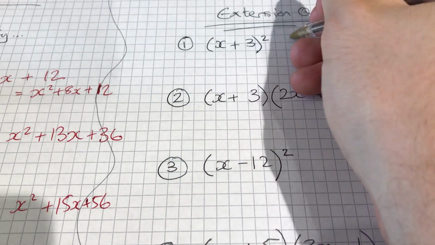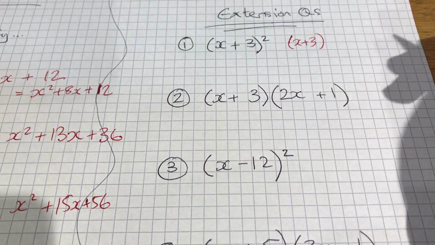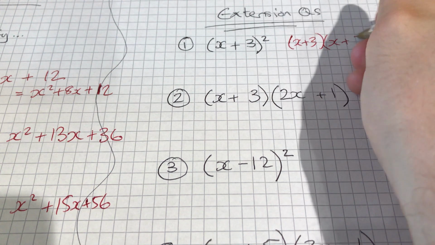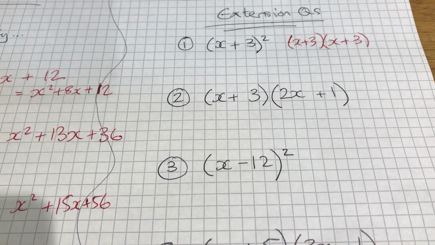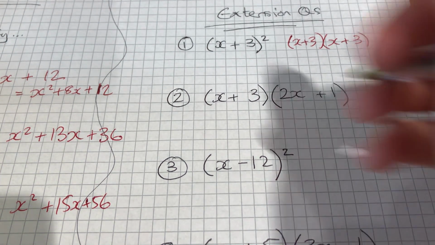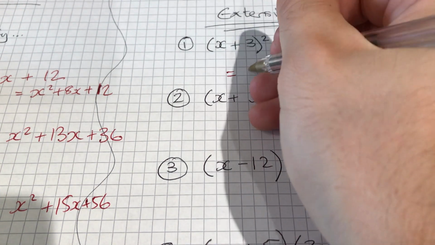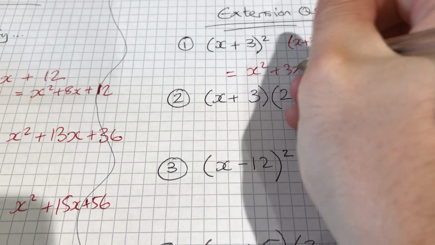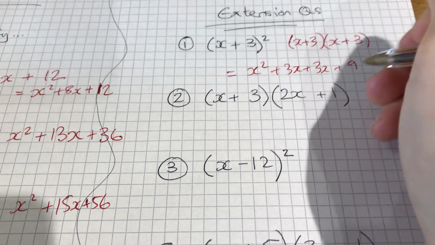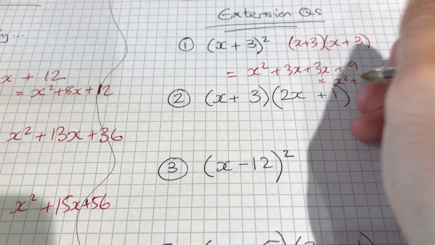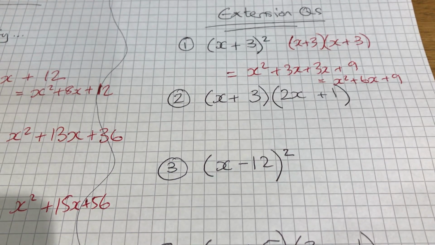X plus 3 squared, remember what I said? Write it so they're next to each other. That's what x plus 3 squared means. X plus 3 times another x plus 3. So, x squared plus 3x plus 3x plus 9, which simplifies to that.